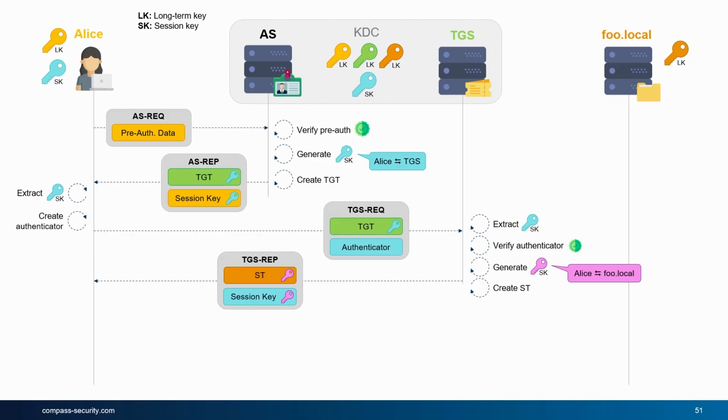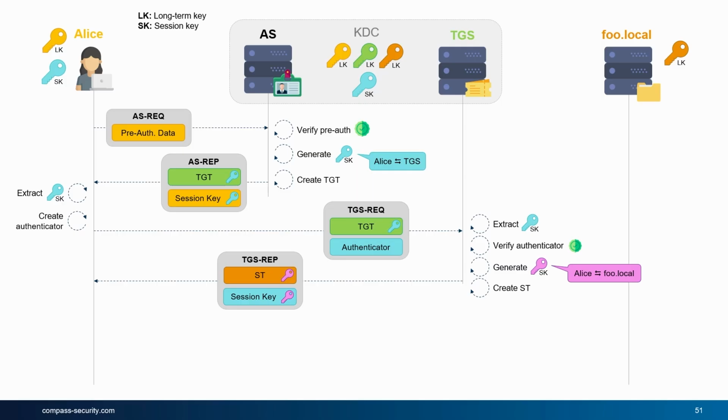The TGS-REP message includes the service ticket, which includes the session key. The service ticket is encrypted with the key material of the target account, so that will be the long-term secret of foo.local. And alongside, we also have the session key that was generated just now, encrypted with the session key established in the previous step.